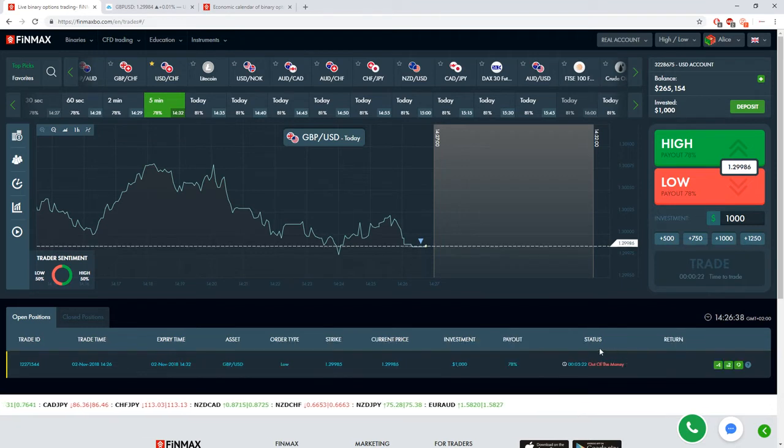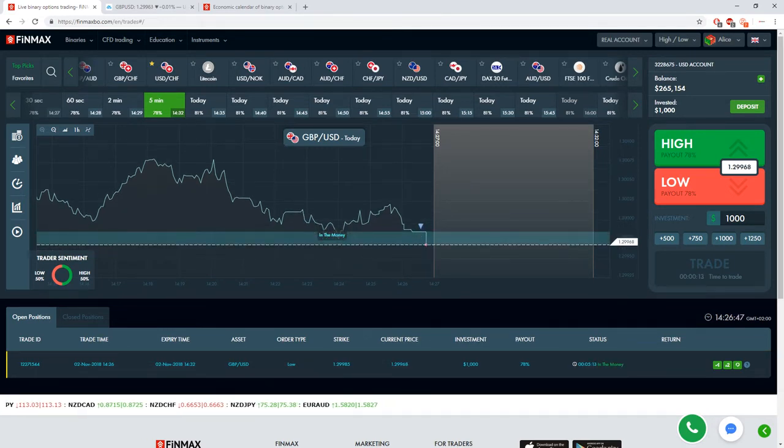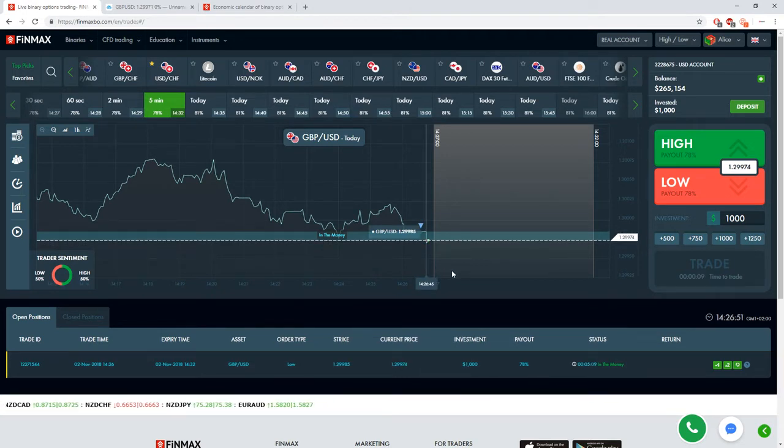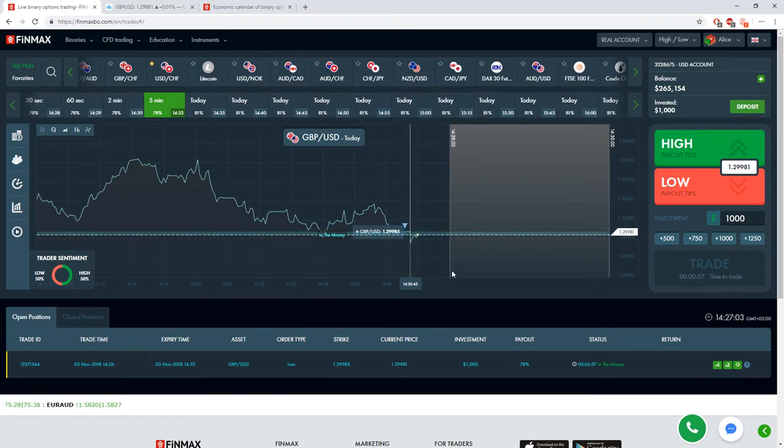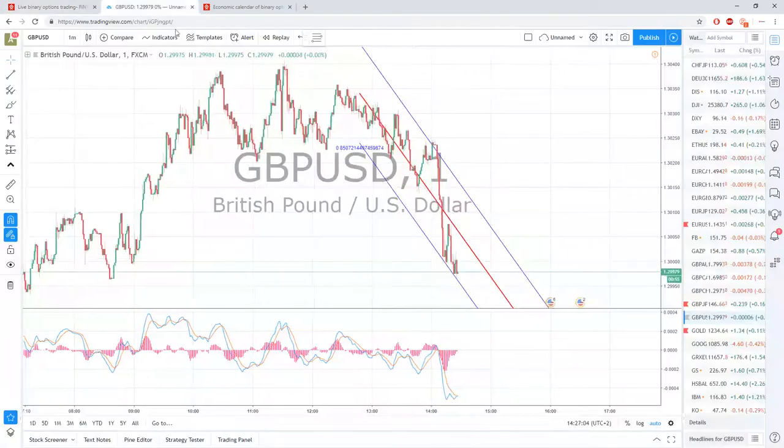We already see that there are 5 minutes left before the expiry and a bit less than 3 minutes left before the event itself. So trading on the NFP, as you have already heard, there are several approaches for that: to trade before, to trade straight after, to trade a couple of seconds before the event itself. So let's see what's going on in the market.